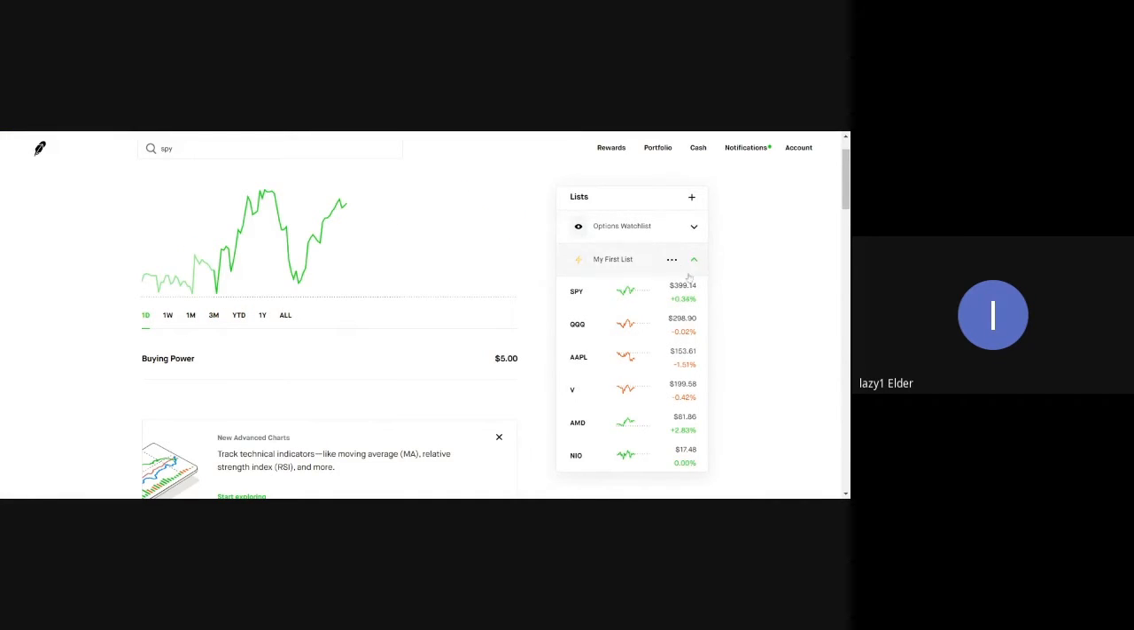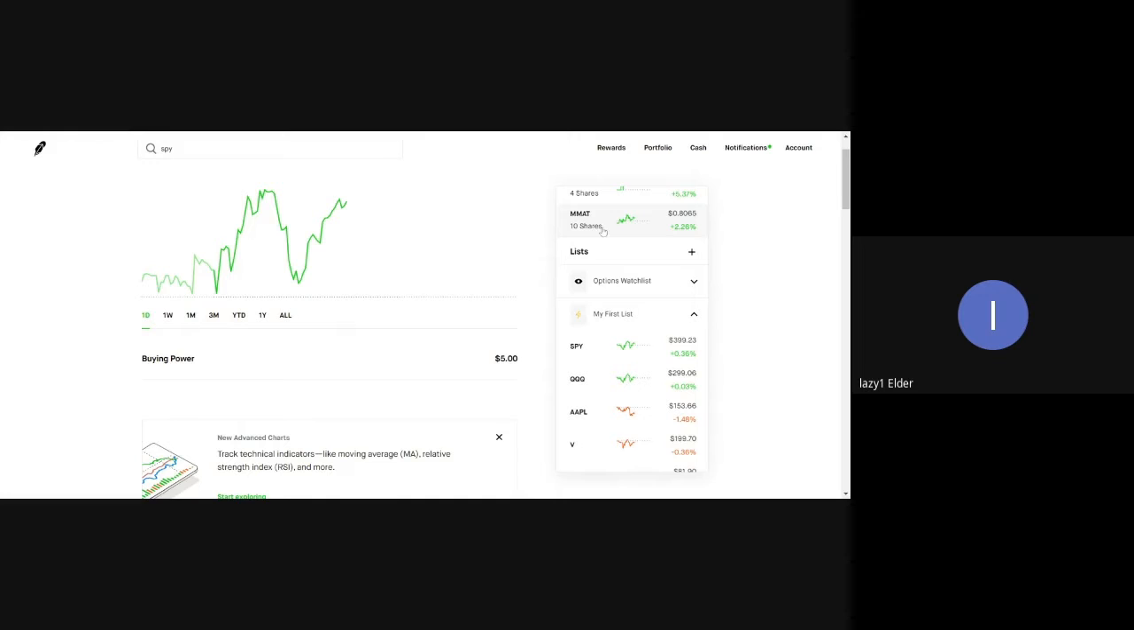Anyway, when you look over here to your right, everything will show what you have in your portfolio. And what I mean by that is, what shares are you holding? Are you holding Twitter? How many shares of Twitter are you holding? If you have Apple, how many shares of Apple are you holding? All of this is going to be shown in this little toolbar here. Now, here I have MMAT. I had 10 shares of it.